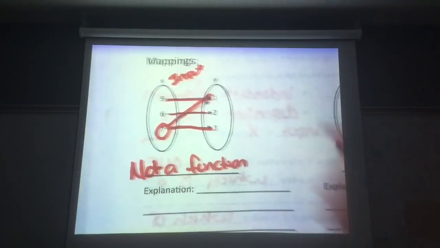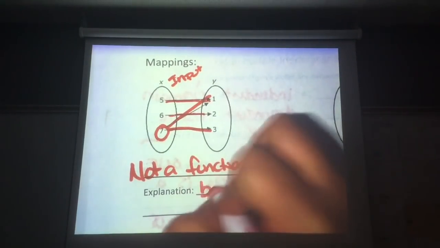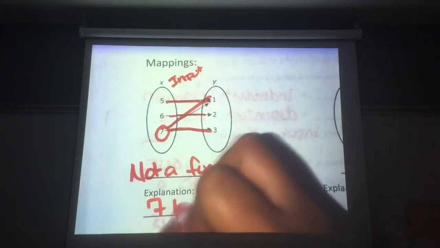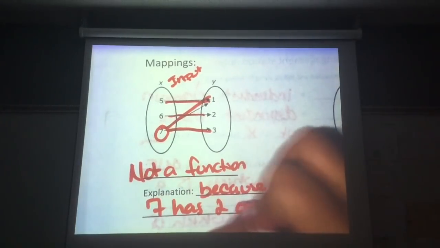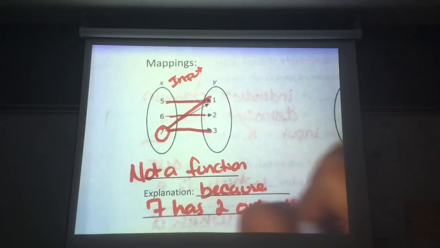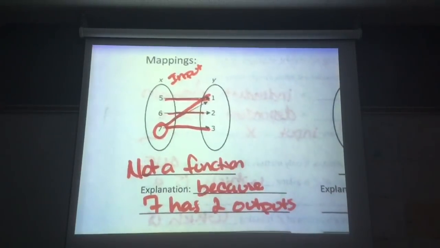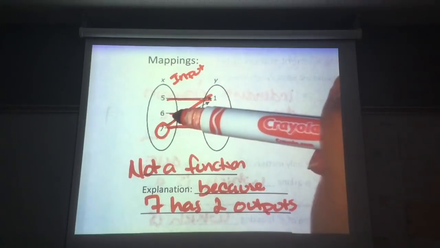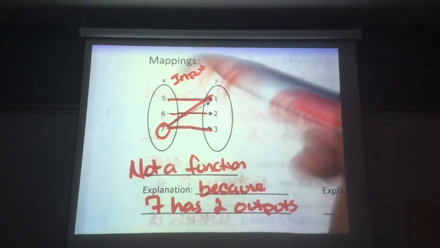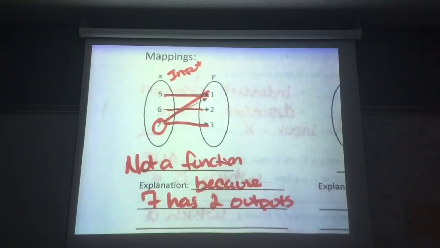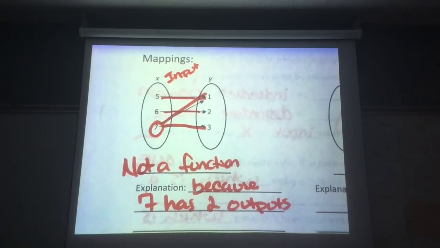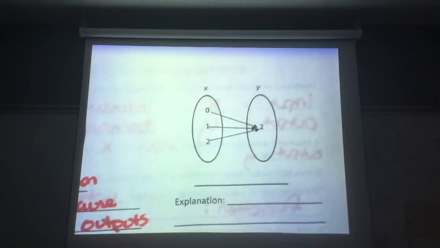And my explanation would be because 7 has 2 outputs. So 5 only had an output of 1, 6 only had an output of 2, but since 7 had 2 outputs, the whole thing is not a function. So let's go ahead and check if our other mapping has only a single output for every input, or do any of them have more than one.